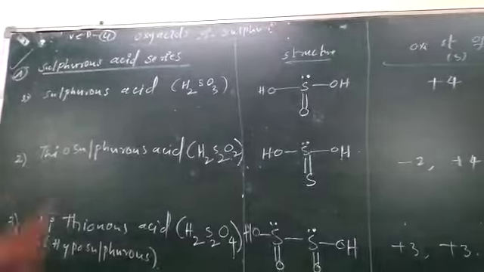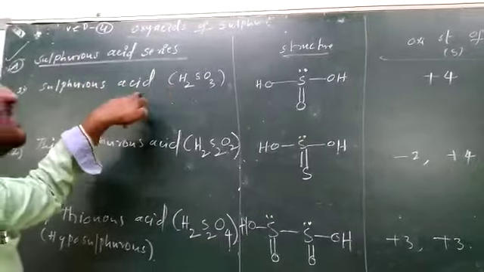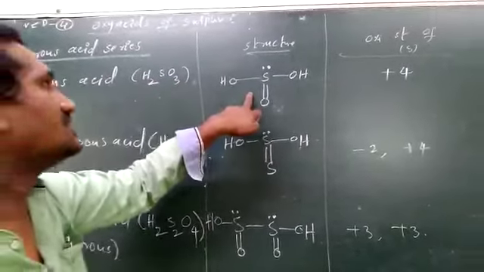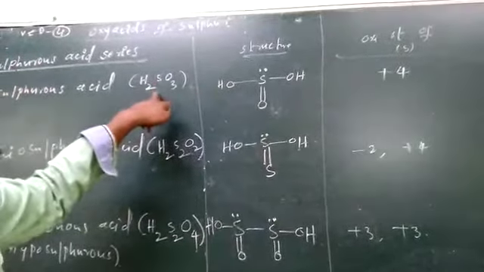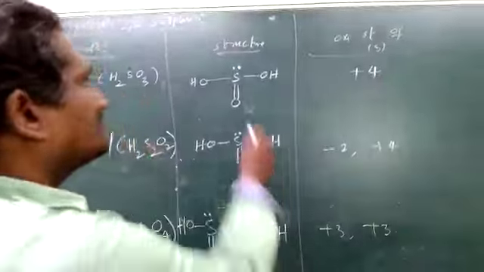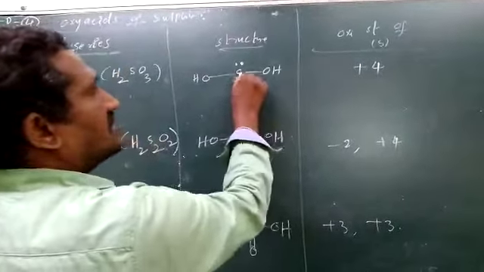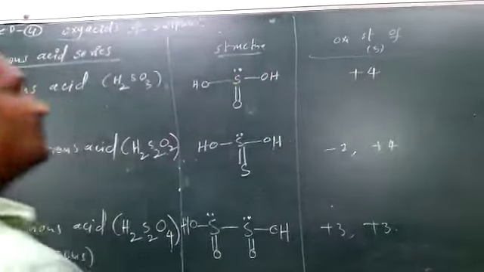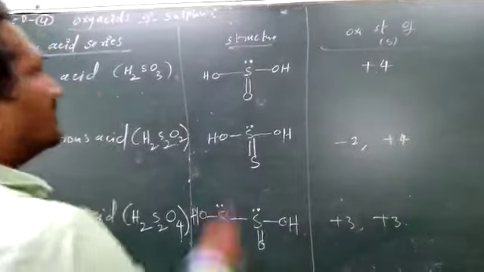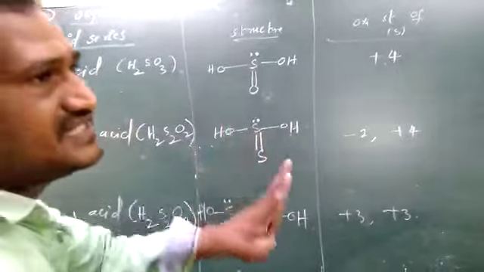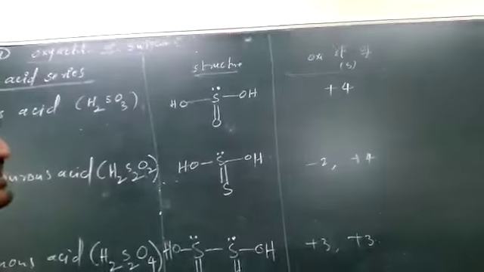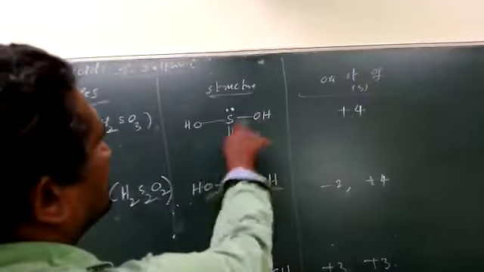Very important. The first one is sulfurous acid, H2SO3. This is the structure. The oxidation state of sulfur is +4. Here there are two OH groups, so that's why the basicity is 2. Basicity is equal to the number of OH groups.